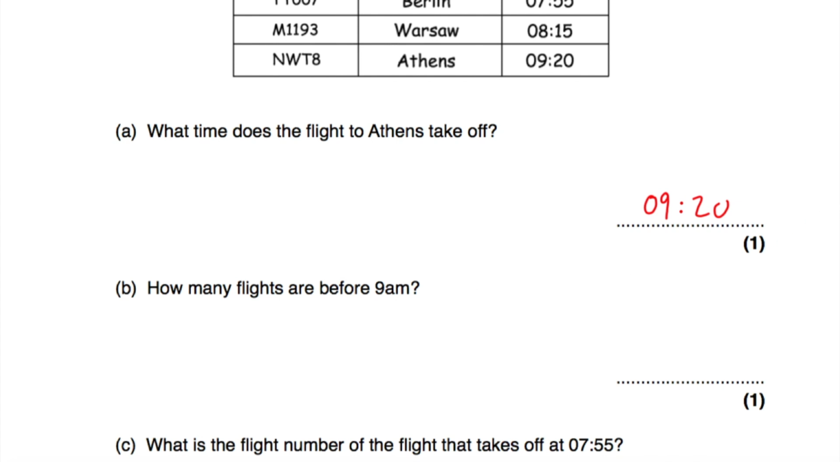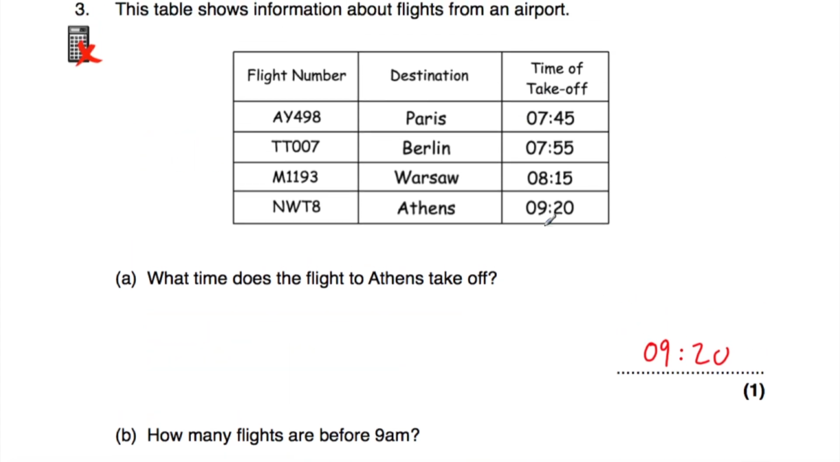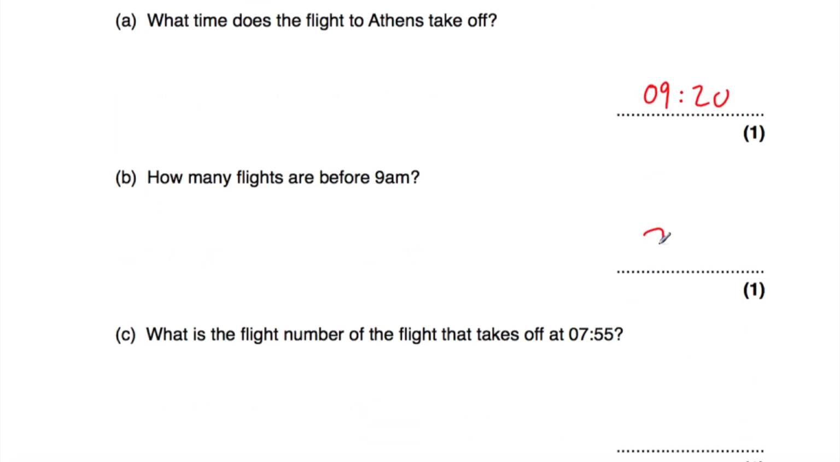In other words, how many flights take off before 9 a.m.? So let's look at the times. So the ones before 9 a.m. would be this one, and this one. And this one's after 9 a.m. So there's 3 flights before 9 a.m. So let's write that down, 3.